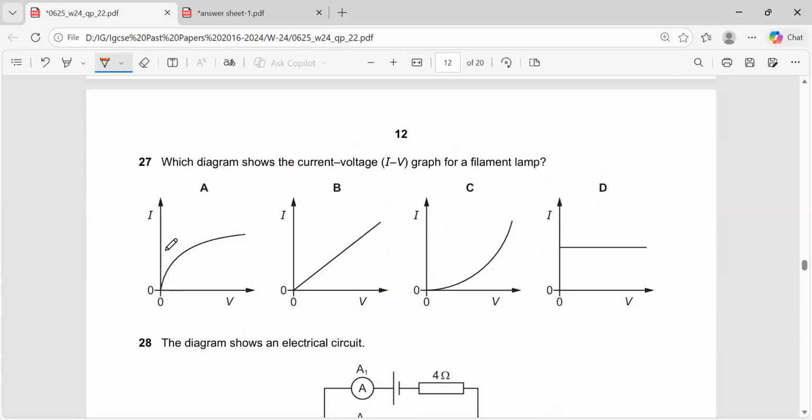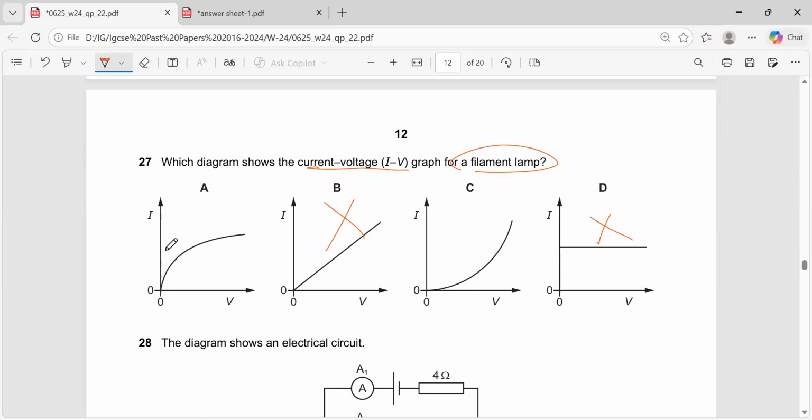Question number 27. That is also very tricky. Which graph shows the current-voltage, I-V graph for the filament lamp? Resistance is not constant there, and current is never constant. So B and D, no chance. Answer can be A or answer can be C.